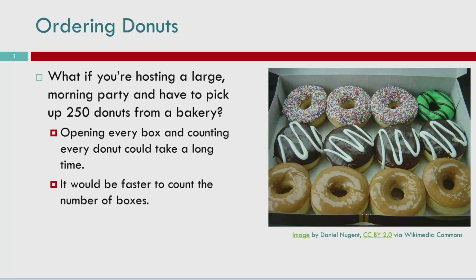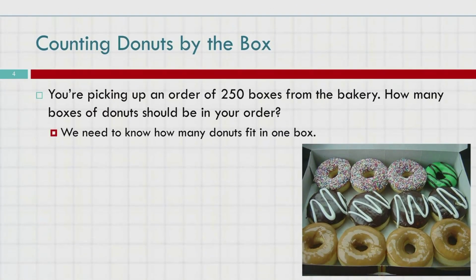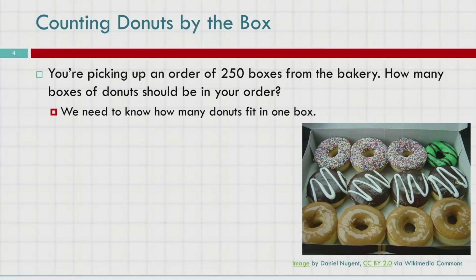And if you wanted to open up all the boxes and individually count up to 250 donuts, that would be quite a task. It would be a lot easier if you could just count the number of boxes. So that's probably what you do. You'd count up how many boxes do we have, does that add up to the correct amount? So let's say that we're doing that. We're picking up an order of 250 donuts, not boxes, 250 donuts from the bakery. How many boxes of donuts would we expect to be in our order?